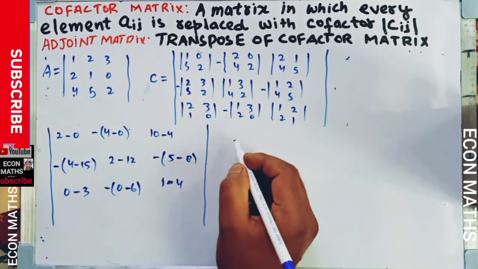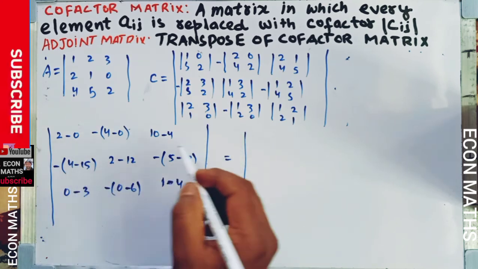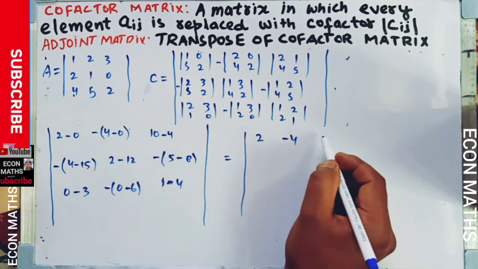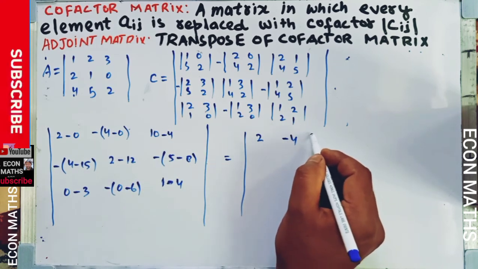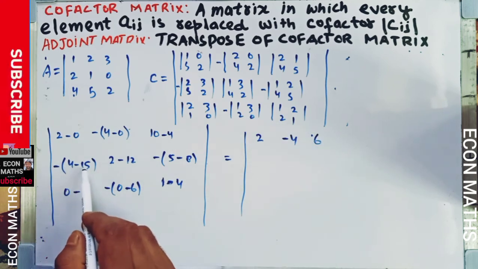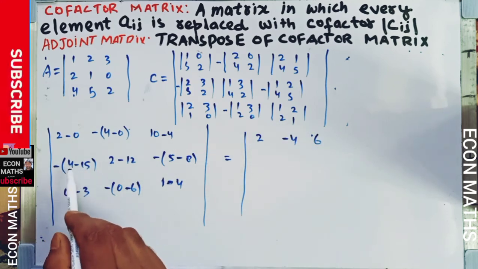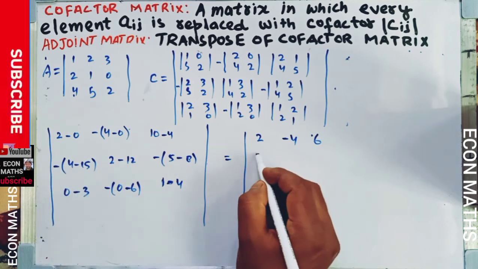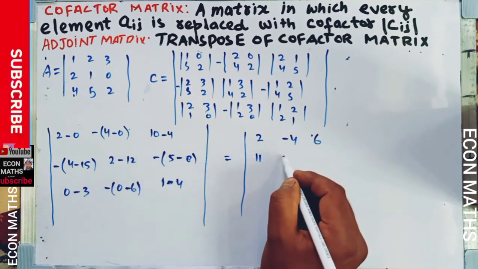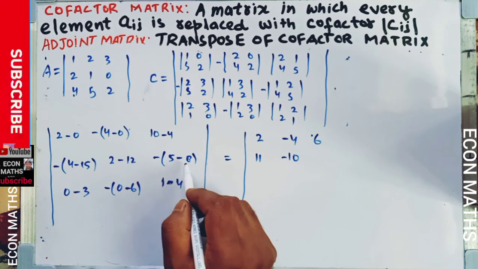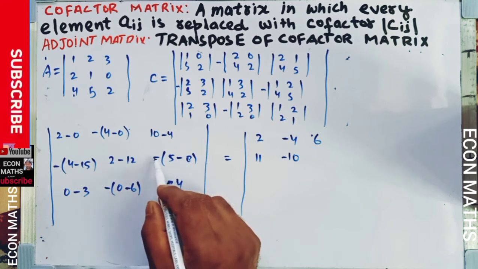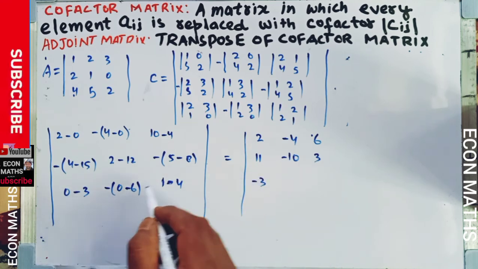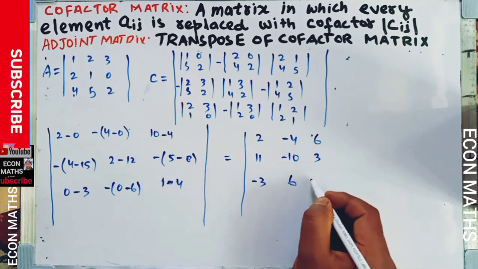Now the matrix we got is, that is, this is 2. Now here it is minus 4. Here 10 minus 4 is 6. Yes, it is 6 here, obviously. Now 4 minus 15 is minus 11. Now we have another minus, so this will become plus 11. Similarly 2 minus 12 is minus 10. Here 5 minus 8 is minus 3, and we have another minus in multiplication, so this will become plus 3. 0 minus 3 is minus 3. Now this will become plus 6, and here it is minus 3.